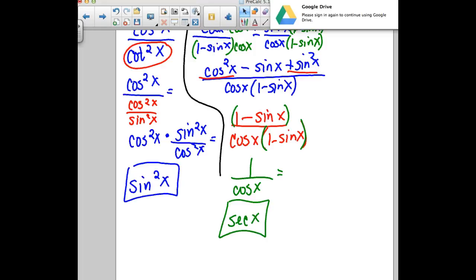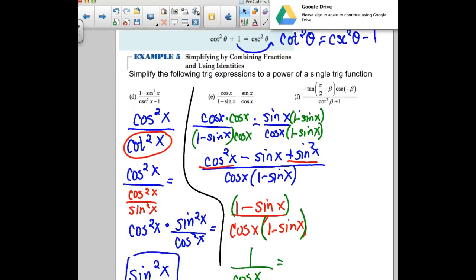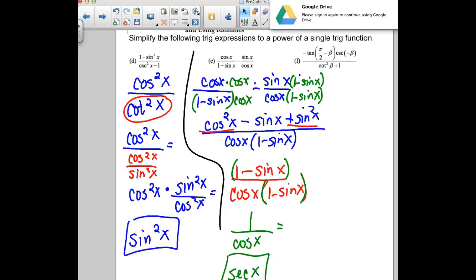All right, our third example is going to require that you go back and look at a few of our identities dealing with cofunctions, complementary angles, and dealing with opposite angles. So pause the video. I want you to go back and find out what is the tangent of pi over 2 minus beta, and what is the cosecant of the opposite of beta. You should have those on the previous page in one of your identities.